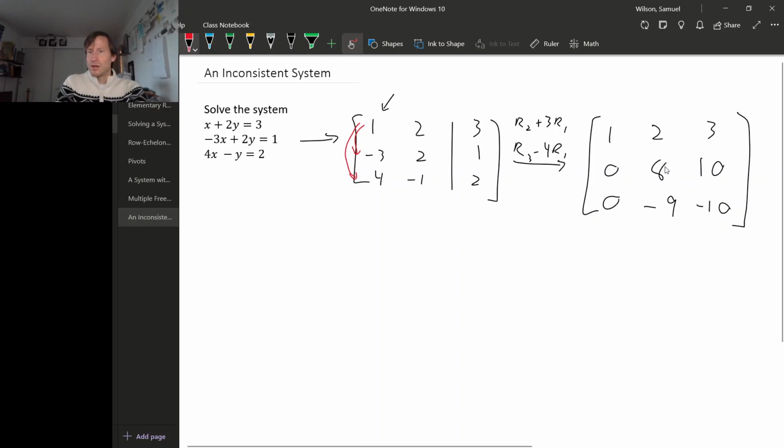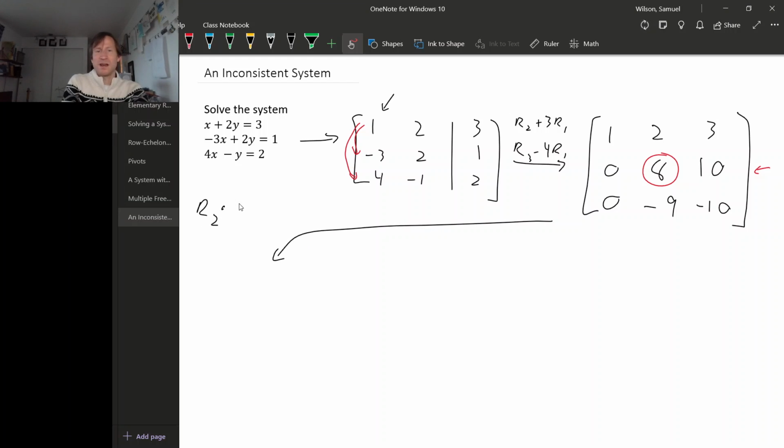Now we need to, right, so this second column, our second row, we need to make its leading 1 appear. So this 8, we need to make that a leading 1. So we're going to do row 2. We're going to multiply that by 1 over 8. So first row doesn't change, 1, 2, 3. Second row is now 0, 8 divided by 8, which is 1, and 10 divided by 8, which is 5/4, I guess. Okay. And then last row doesn't change, so 0, minus 9, minus 10.